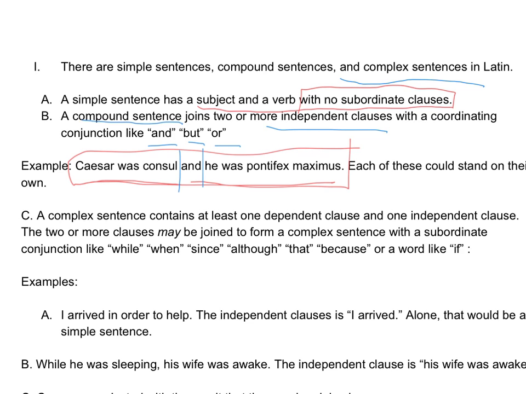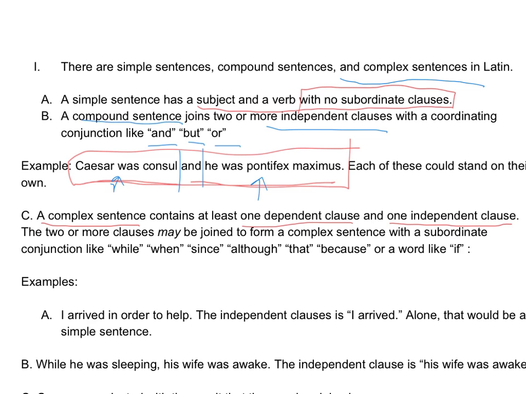The next of the three is the complex sentence. A complex sentence contains at least one dependent clause and one independent clause. So the one clause depends upon the other. In the compound sentence you just saw up here, Caesar was consul and he was Pontifex Maximus, neither of those sentences works off of the other. They're not dependent upon one another.